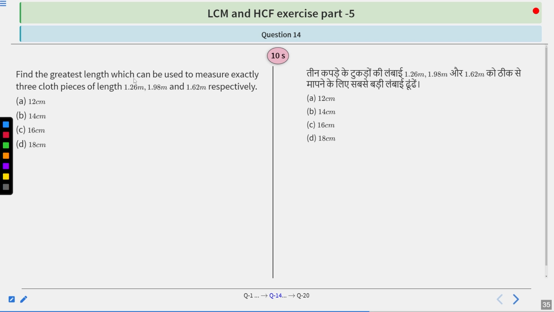Find the greatest length which can be used to measure exactly 3 cloth pieces of length 1.26 meter, 1.98 meter, and 1.62 meter respectively. And options are 12 centimeter, 14 centimeter, 16 centimeter, and 18 centimeter. These are the options.